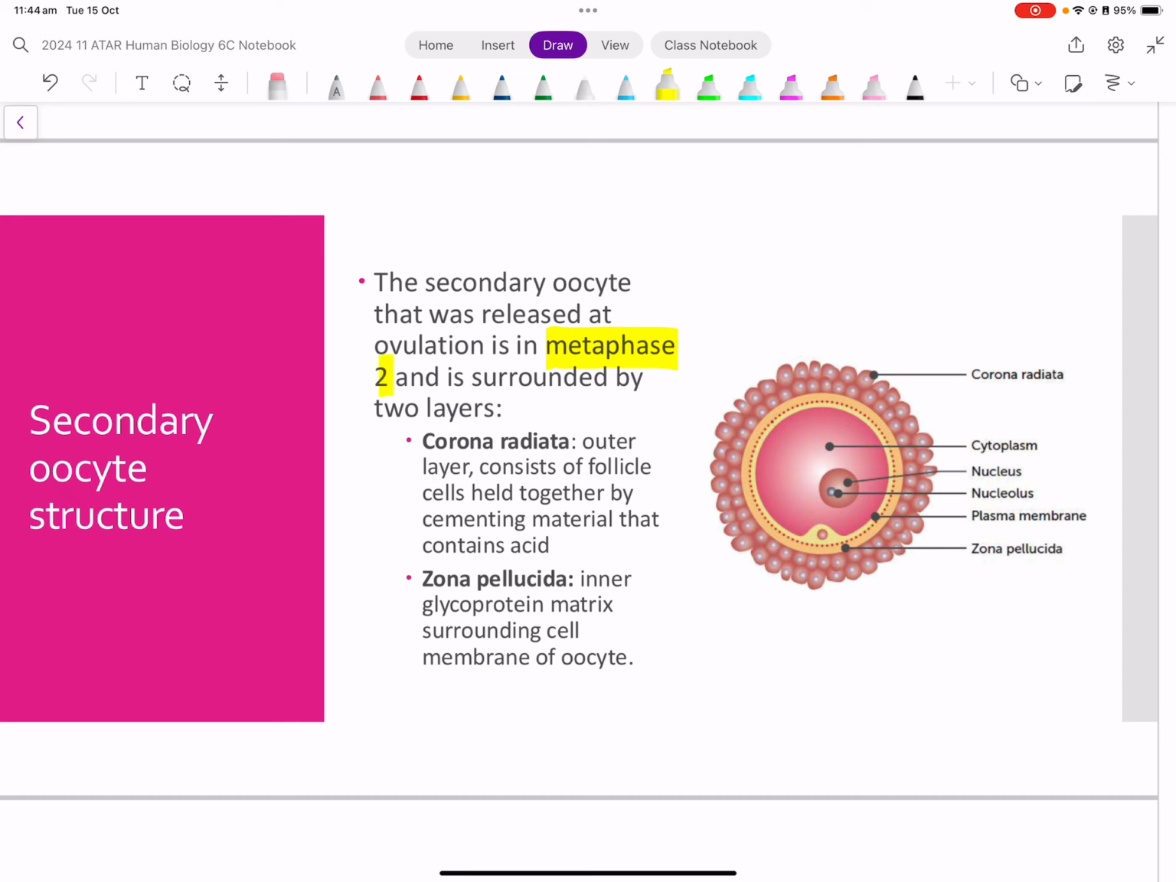And at this stage, the oocyte itself is actually surrounded by 2 really important layers. The first layer, which I'll highlight in green, is known as the corona radiata. And the corona radiata are all of these smaller little follicular cells which surround that secondary oocyte. Now, these follicular cells are held together by something that we're going to call a cementing material, and this cementing material contains an acid to help protect the oocyte itself.